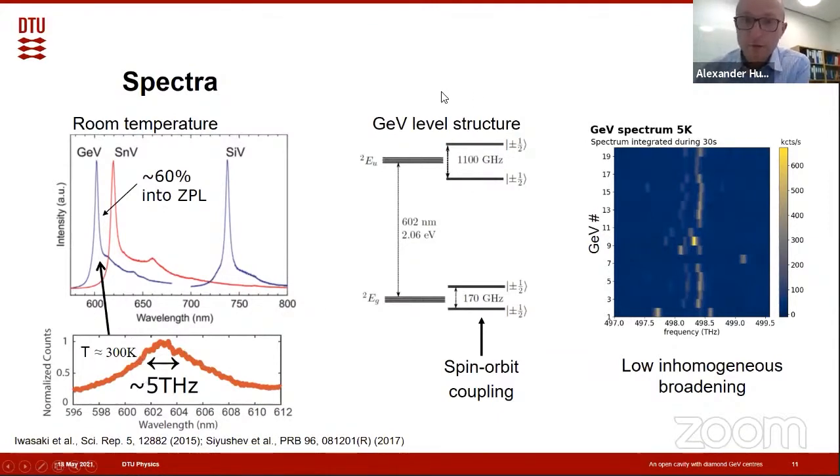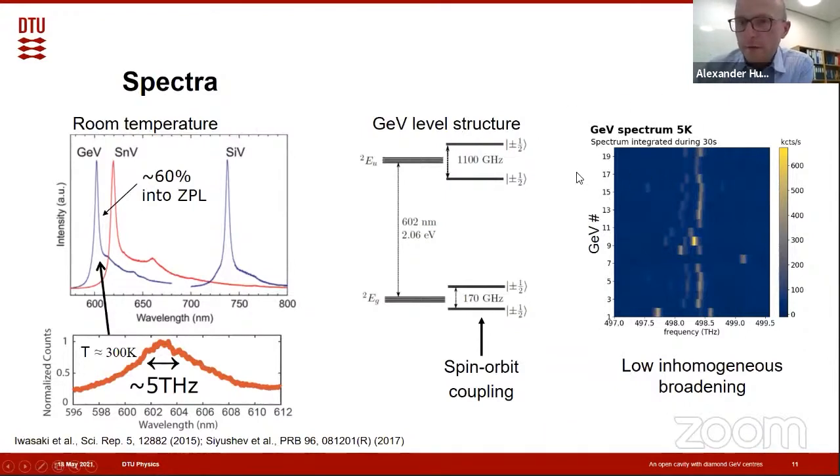So the level structure is a bit more simple. I have an optical ground and an excited state. These are orbital states split by about 2 electron volts for the GeV center. Then, due to spin orbit coupling, those orbital states are further split, with a frequency in the hundreds of gigahertz range for the ground state, and about a terahertz for the excited state.